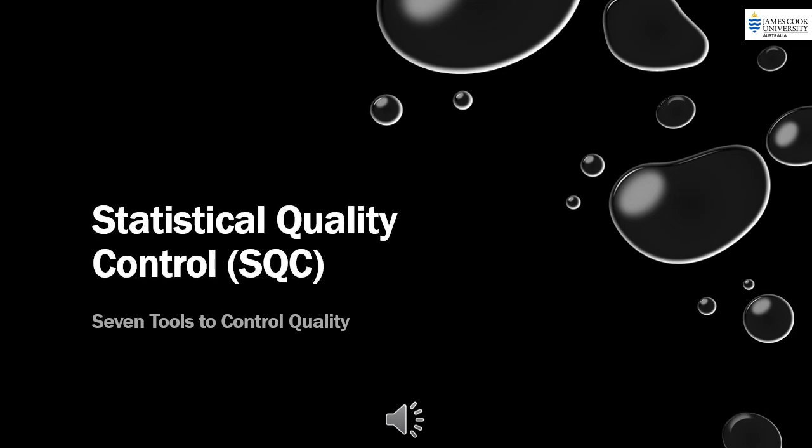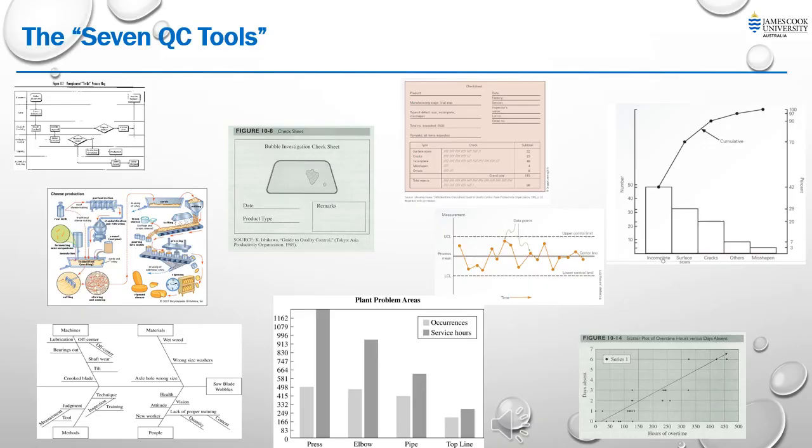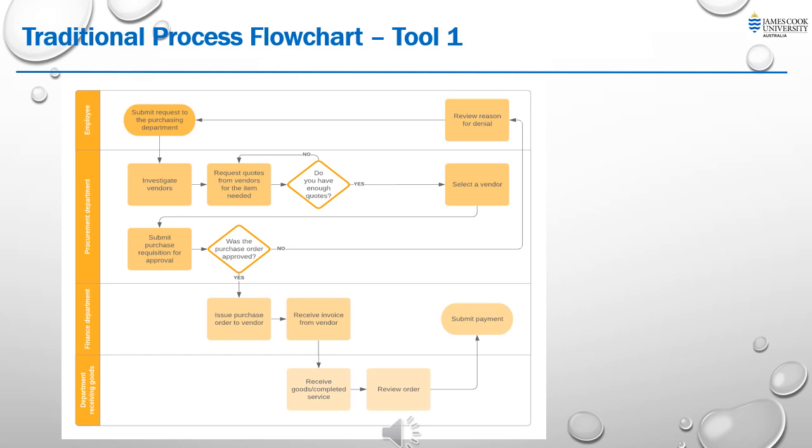Now, we mentioned in earlier slides, when talking about statistical quality control, that there are 7 tools to control quality. Quality control tools are techniques used by organizations to improve the quality of products and services. There are several quality control tools, but seven of the most commonly used are as follows. A flowchart is a diagram that shows the steps in a process. It helps to identify areas where improvement can be made to increase efficiency and reduce errors.